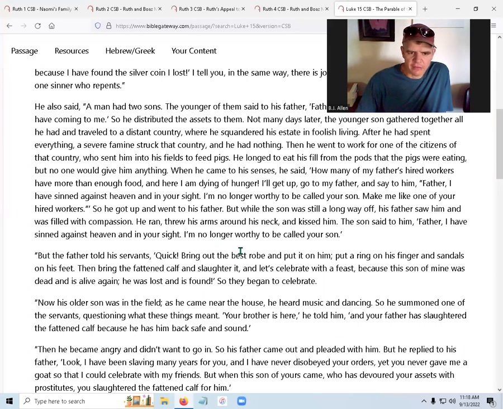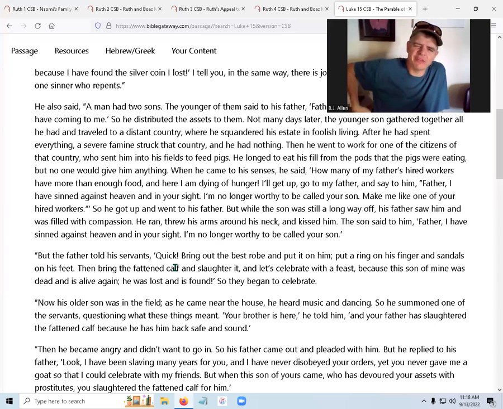The father, okay. So the son got up, went to his father. While the son was still a long way off, his father saw him and was filled with compassion. The father told his servants, "Quick, bring out the best robe and put it on him." So he's giving his son stuff. He already gave him his inheritance, and now he's giving him more. "Put a ring on his finger, sandals on his feet, bring the fattened calf."